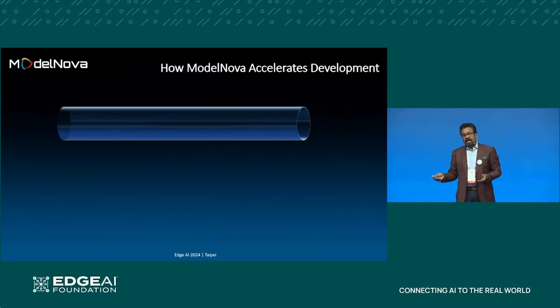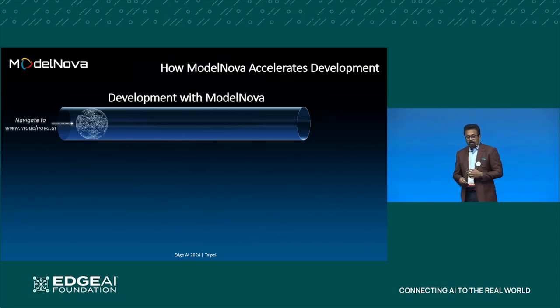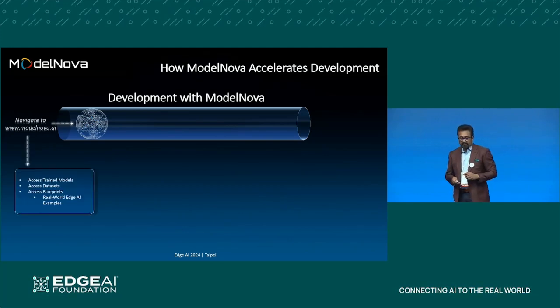Okay, so how does Edge AI Labs ModelNova solve the problem? You go to modelnova.ai, edgeai.modelnova.ai. You have access to pre-trained models. You have access to data sets. And you have access to actual blueprints that you can put on products right away. You just pick a model.